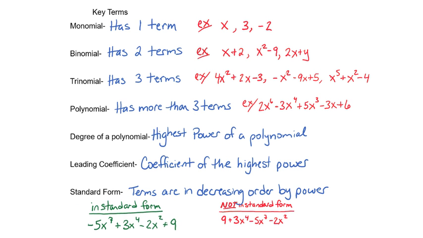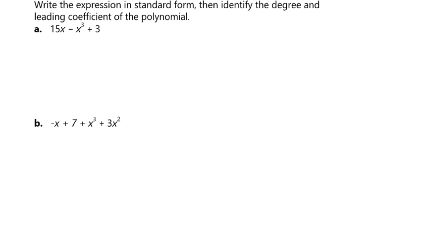Let's do some examples where we write some polynomials in standard form and find their leading coefficients and their degrees. So here we have two examples. We'll be writing the expression in standard form, then identifying the degree and the leading coefficient of the polynomial. In our first example, we have 15x minus x to the 3rd plus 3. If we look at these, this has a degree of 1, this has a degree of 3, and this is an imaginary 1 is usually how that's written, and then this has just the 3, it's just the constant term, so that one will be last.